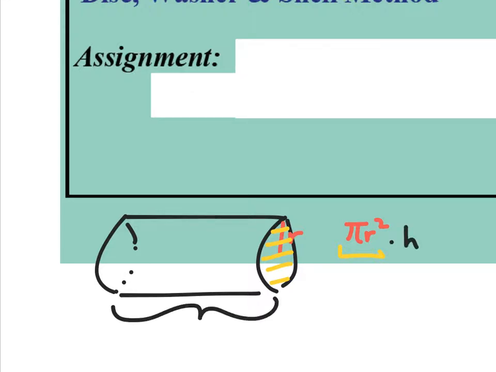I just want to quickly talk about how we would find the volume of a cylinder. How would we find the volume of the cylinder? Well, we'd need to know r. That would assist us in finding the area of the base of this solid. So I would take pi r squared, that would give me that area. And then we'd multiply it by the height, which would be this length.